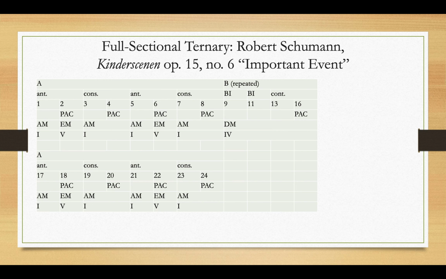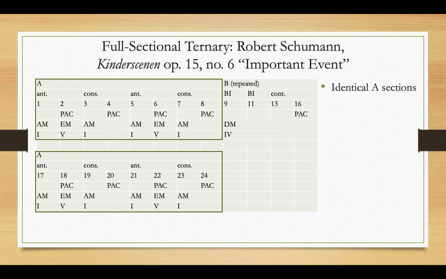All right, with that out of the way, you'll notice that in this particular ternary form, we have two identical A sections. There's no difference between them other than the measure numbers. In this particular piece, Schumann happened to elect to write out the second A section, though he could have easily used a da capo if he had wanted to.